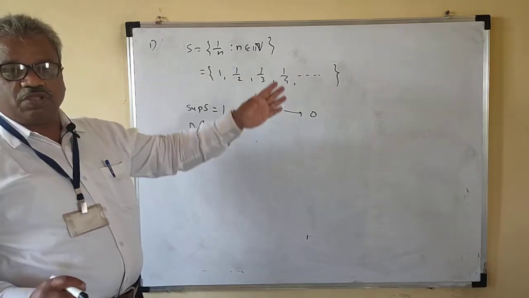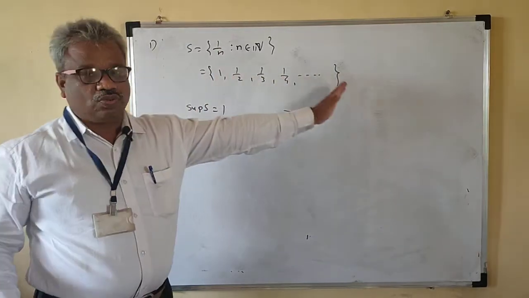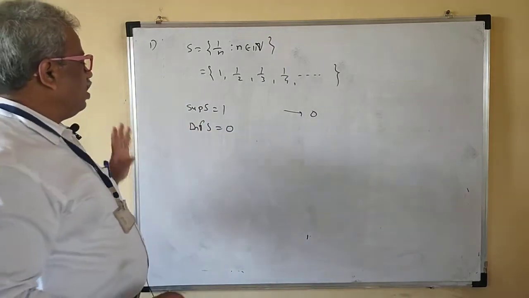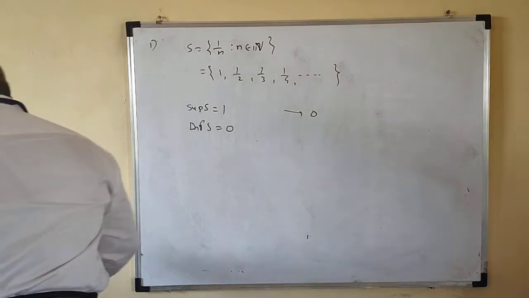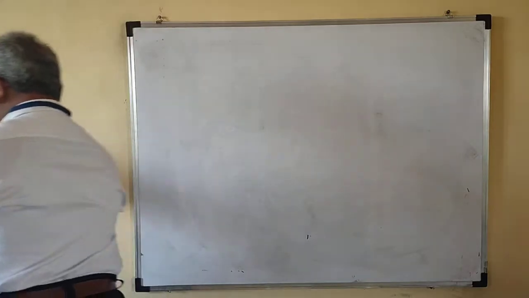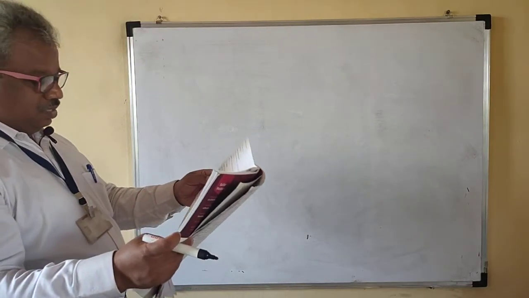Okay? As n tends to infinity, you know that 1 by n tends to 0. So this number goes to 0, but not 0 now here. But 0 is the infimum of S and 1 is the supremum of S. 1 belongs to S but 0 does not belong to S. You should remember this, supremum and infimum of the set. Very nice example of this one.